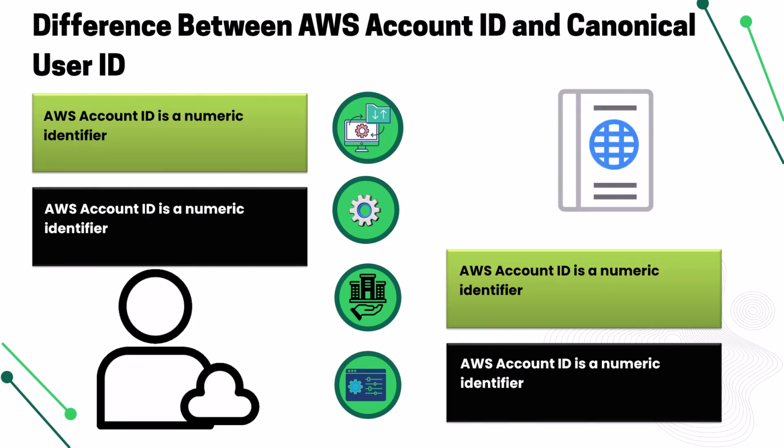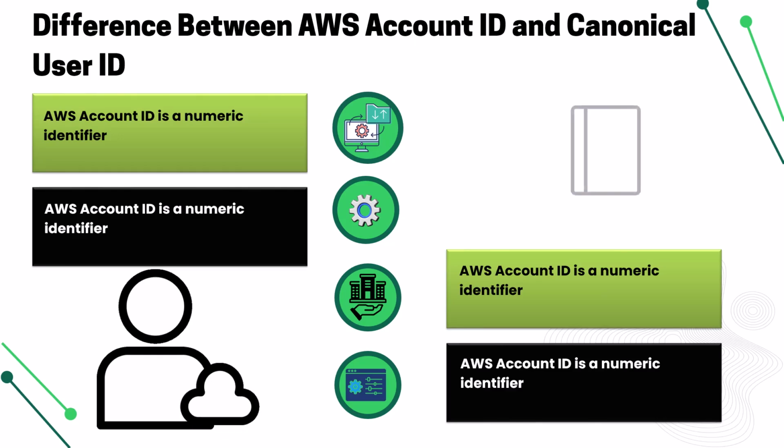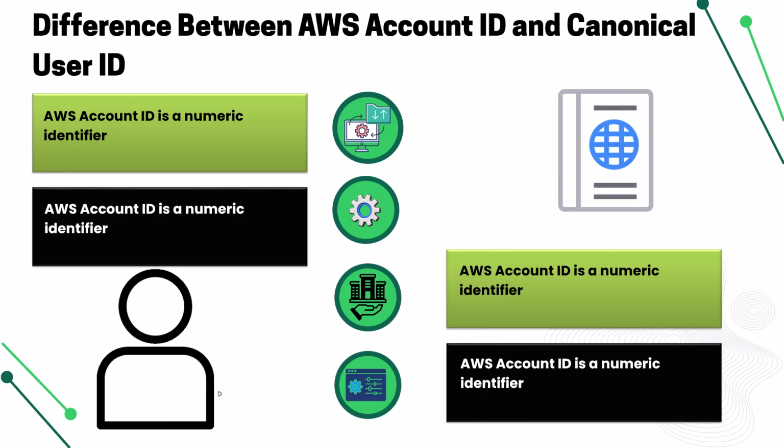If AWS account IDs were phone numbers, canonical user IDs would be email addresses. Both identify users, but in different ways. AWS account IDs are numeric and apply to entire accounts, while canonical user IDs are hashed strings used mainly for S3 permissions. Don't mix them up, they serve different purposes.